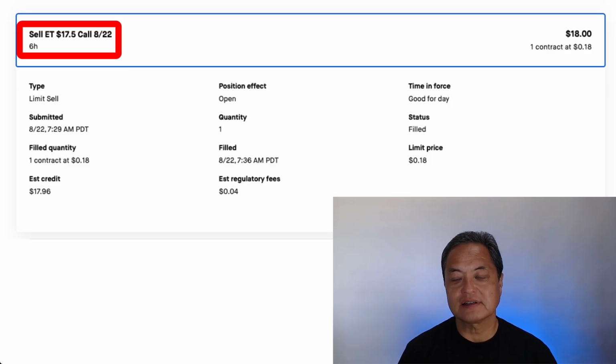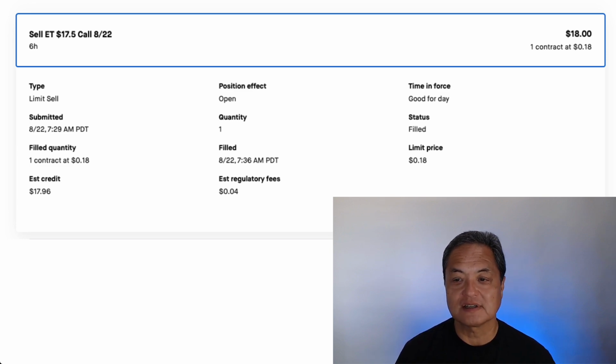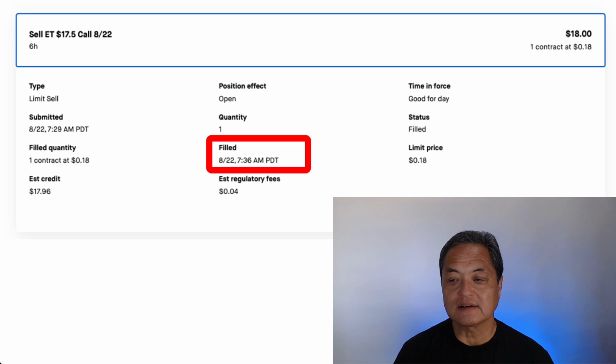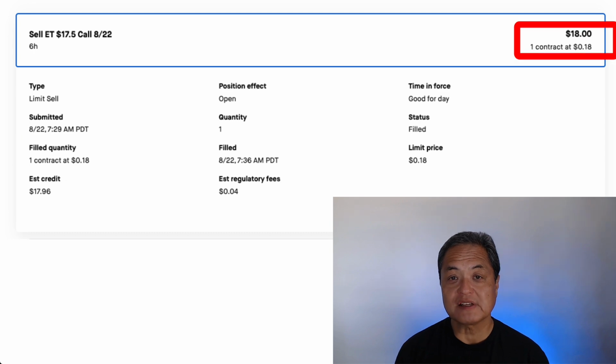And so here we can see that I sold a covered call for stock symbol ET with the strike price of $17.50 and an expiration date of August the 22nd. Now I submitted the order on August the 22nd at 7:29 a.m. and you can see that it was filled 7 minutes later at 7:36 a.m. Now when this option contract got filled, I specified 18 cents per share as the premium, which means I received a total premium payment of $18.